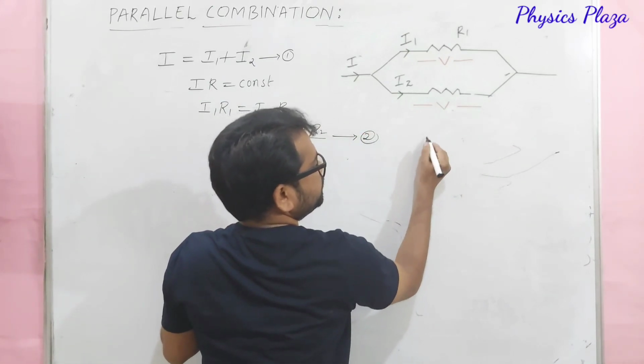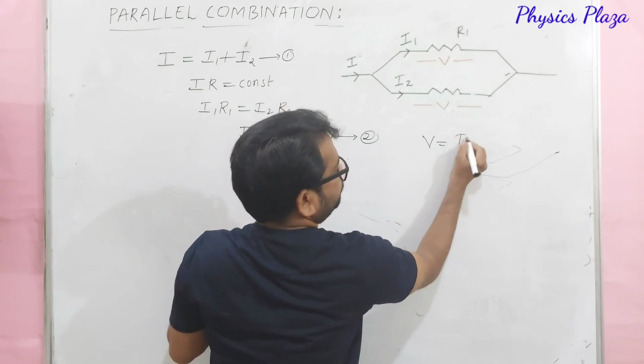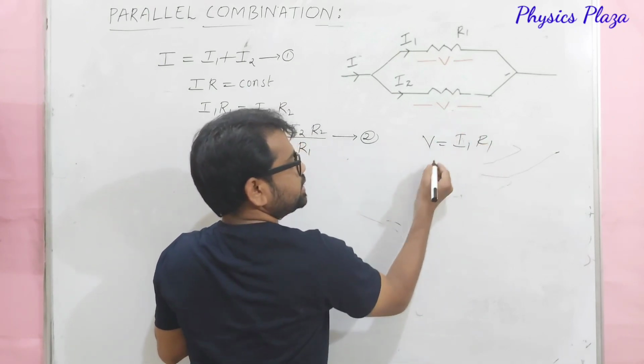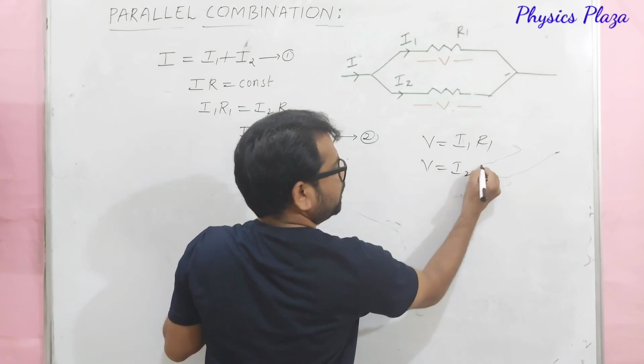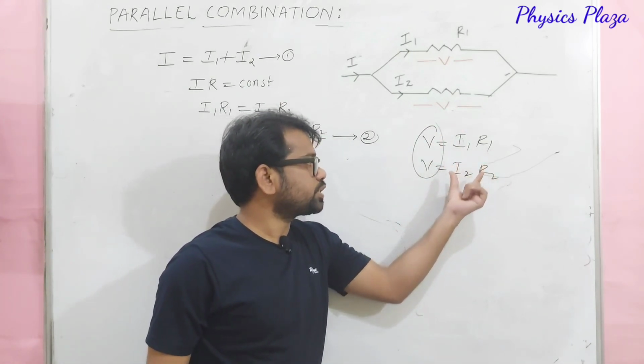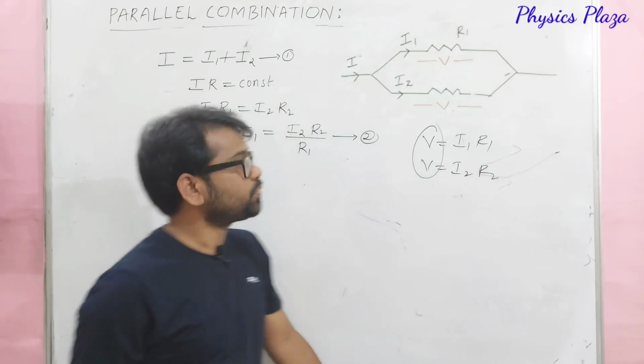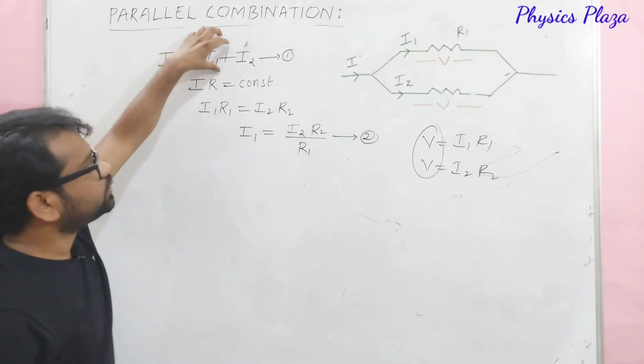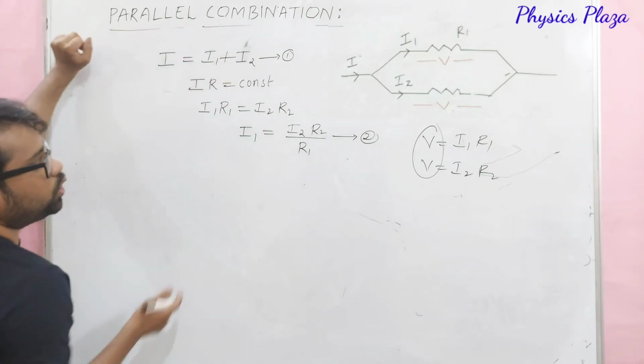So in the first case V is equal to I1 into R1. For the second resistor also, V is equal to I2 into R2. As the LHS are equal, we can equate I1 into R1 is equal to I2 into R2. We can write it like this also. Substitute this I1 value in the first equation. Now let us see what we get here.